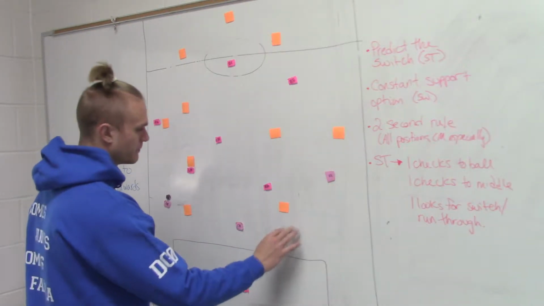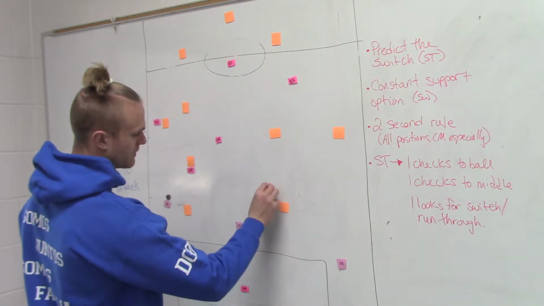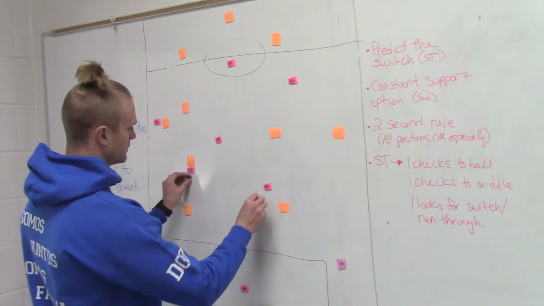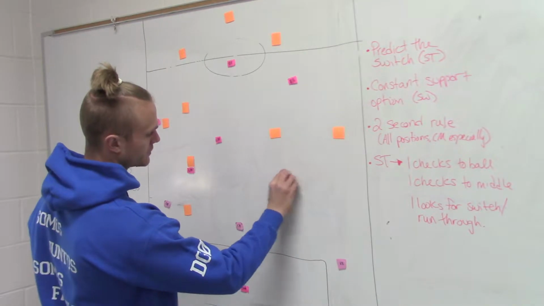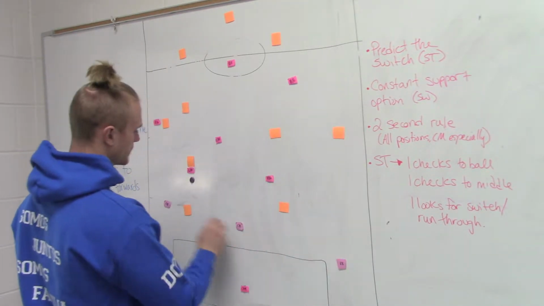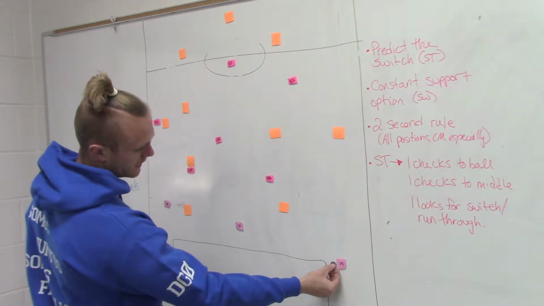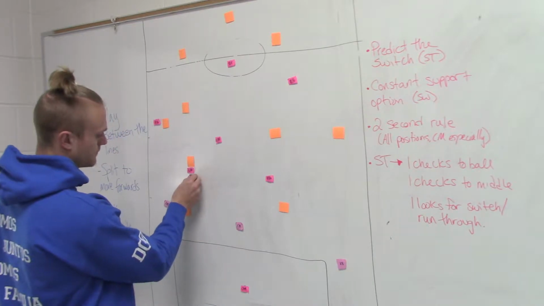But if we think about it, it's probably going to make more sense if we drop down so that our right mid, if it gets switched, has more space to move into over on this side. Okay? It also allows, if the ball goes back to our sweeper, for a quick swing out to the right-hand side.